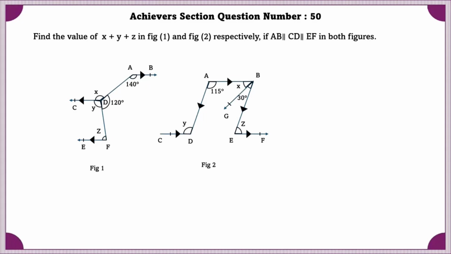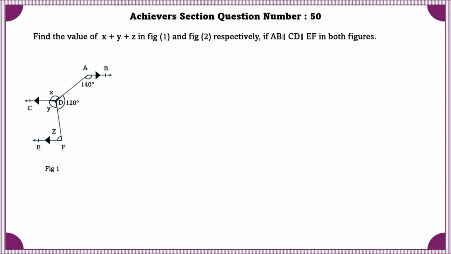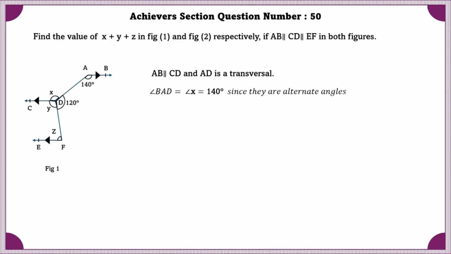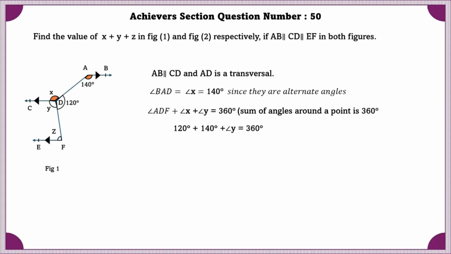Achiever section question number 50. Find the value of x plus y plus z in figure 1 and figure 2 respectively. First, let us take figure 1. AB is parallel to CD and AD is a transversal. Angle BAD is equal to angle X, which is equal to 140 degrees since they are alternate angles. Now, angle ADF plus angle X plus angle Y is equal to 360 degrees. Sum of angles around a point is 360 degrees. Therefore, Y is equal to 100 degrees.